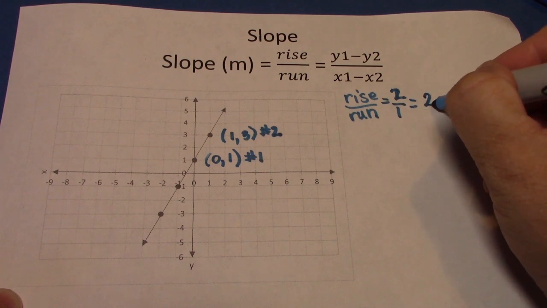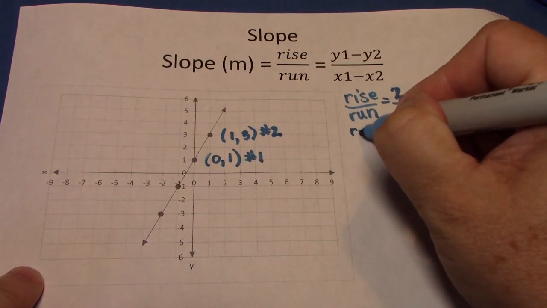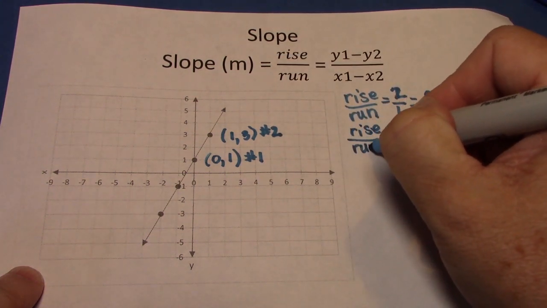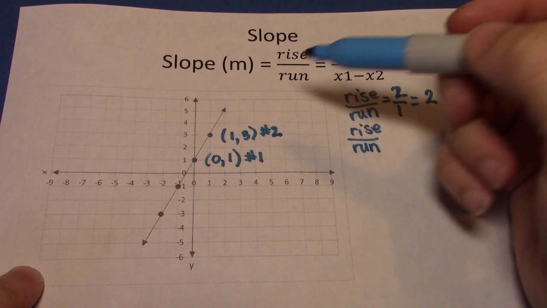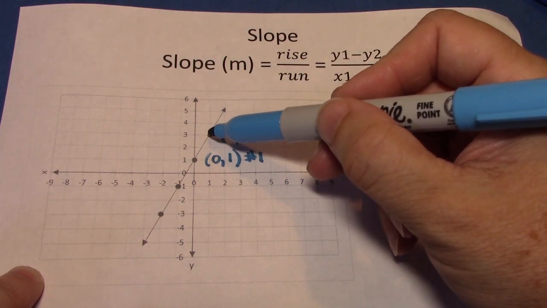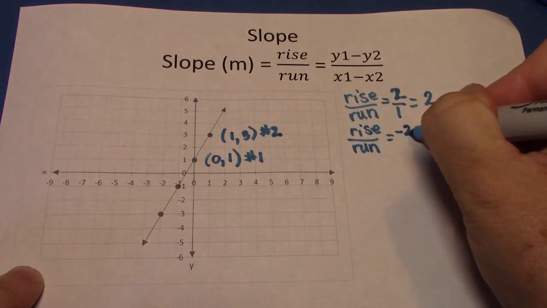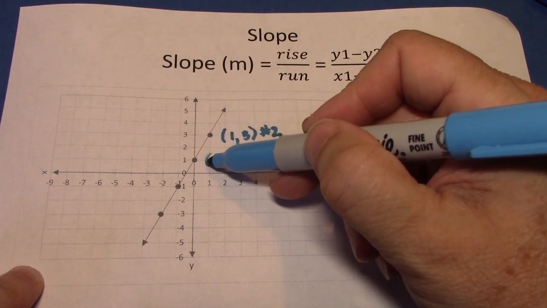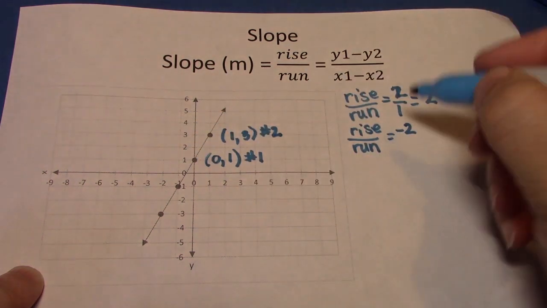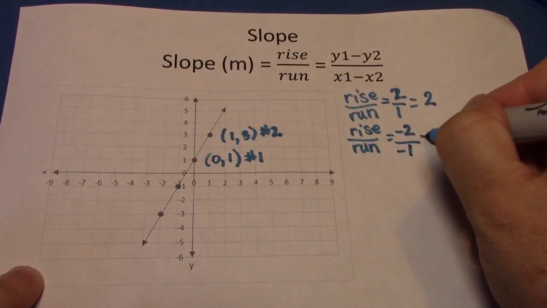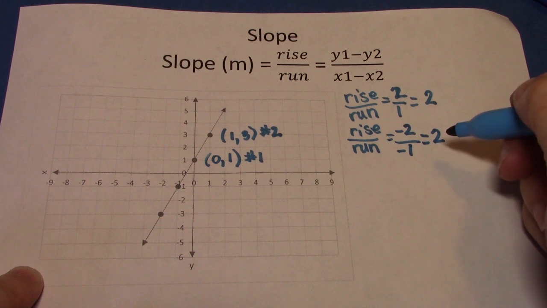Simplifying that, we get 2. So this line has a slope of 2. It doesn't matter which direction you go, so I could also go from point 2 to point 1 and I'd get the same slope. So if I start here, this actually has a negative rise to get down here. We would say that that is going down 2 grid lines to get from here to here, down 2 grid lines. And it has a backwards run. We run back 1 grid line to get there. But that's the same slope because 2 divided by 1 is 2. Negative divided by a negative is still a positive result.